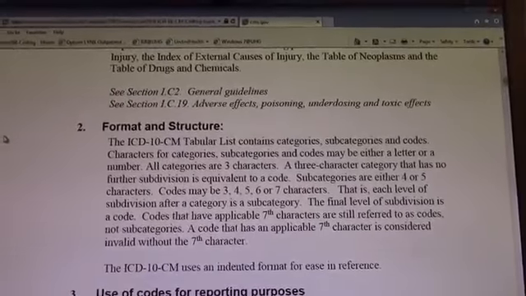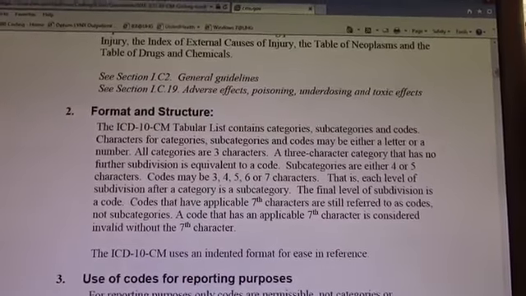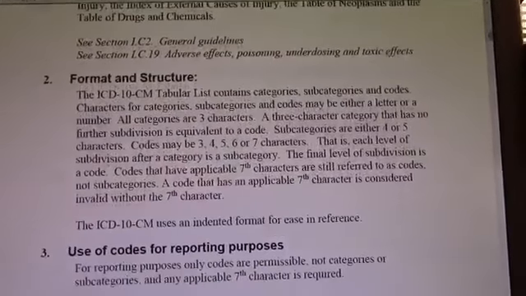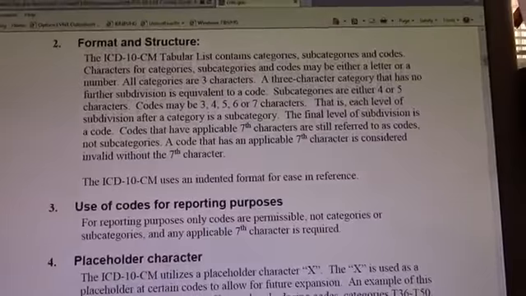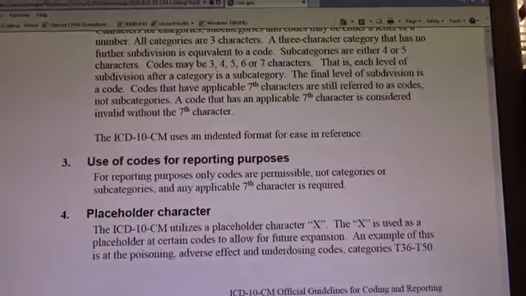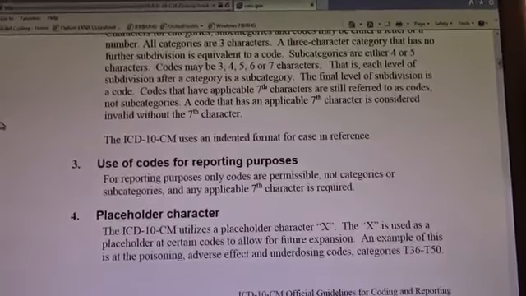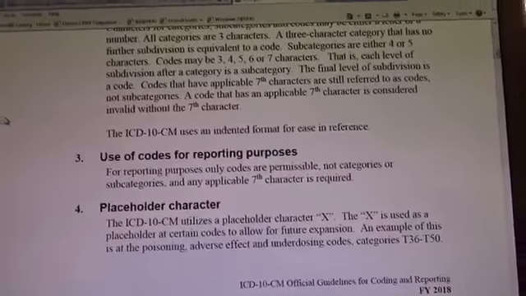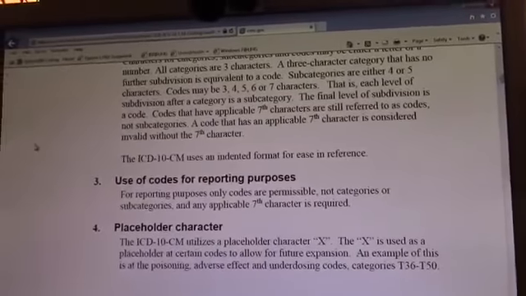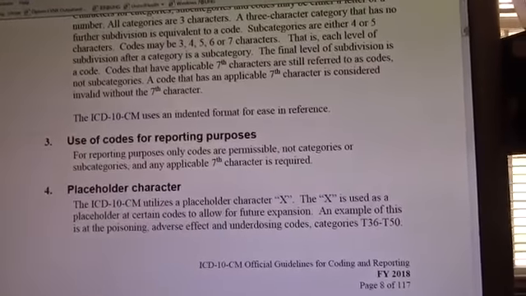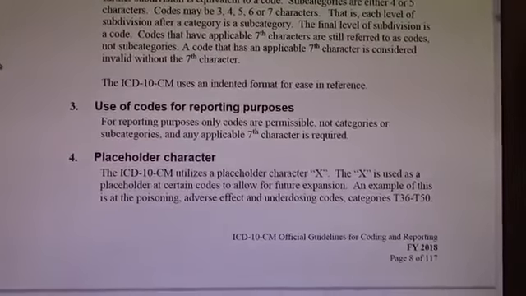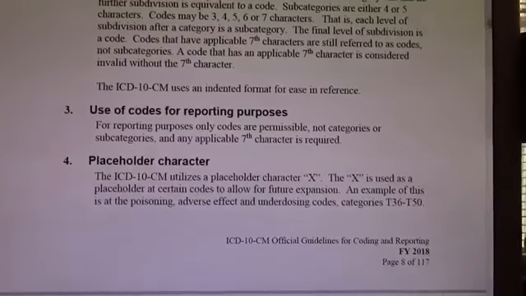So codes that have the applicable 7th character, it says here that your code is considered invalid without that 7th character. So make sure you understand in your tabular when a code expands to the 7th digit. And then use of codes for reporting purposes. It says for reporting purposes only, codes are permissible, not categories or subcategories, and any applicable 7th character is required. So remember, if that code expands to the 7th digit, if you submit 4, 5, or 6 characters and not that 7th, that code is invalid.